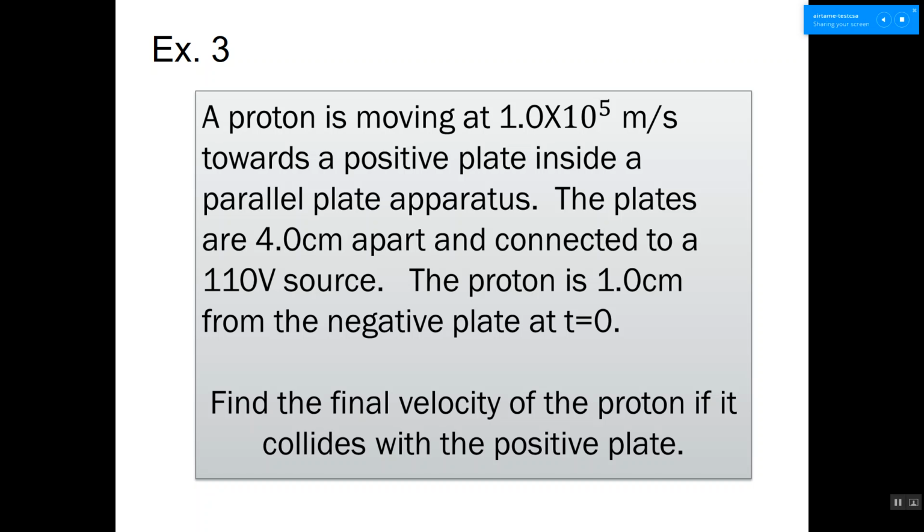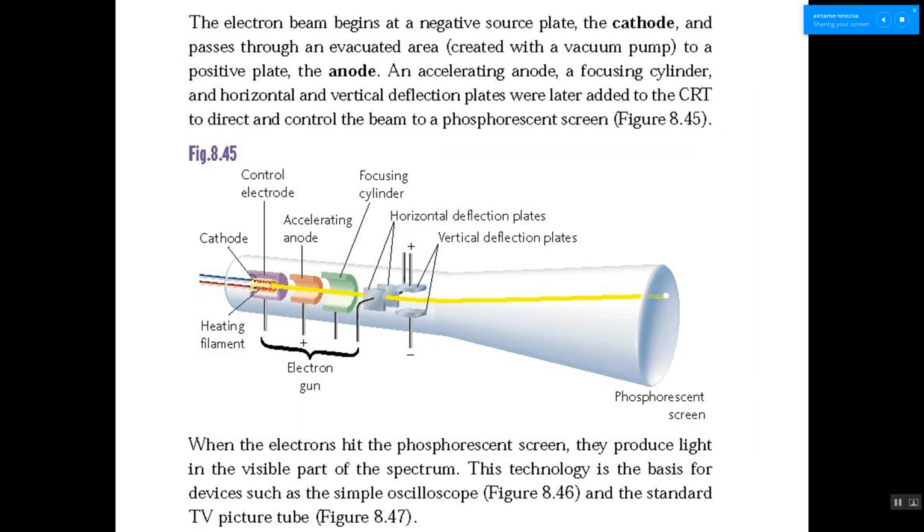Let's not do it. I want to move on to something called a cathode ray. This is how TVs work. Imagine I had 2 parallel plates like this. They're charged. All right. And there is an electric field in these plates.